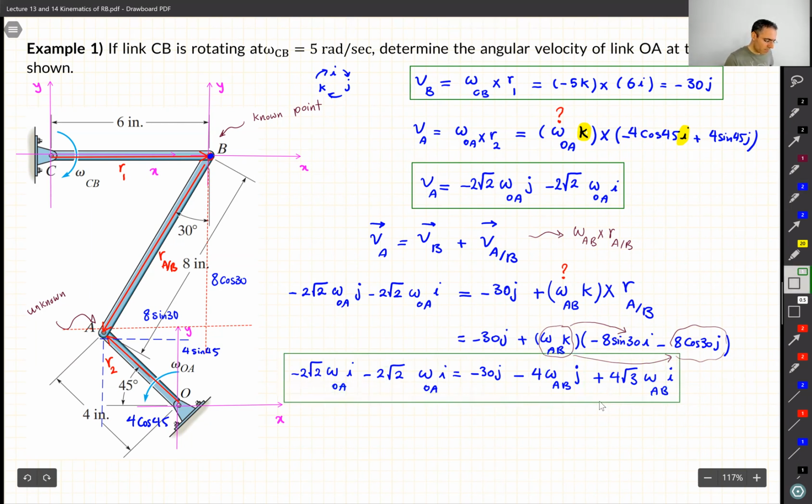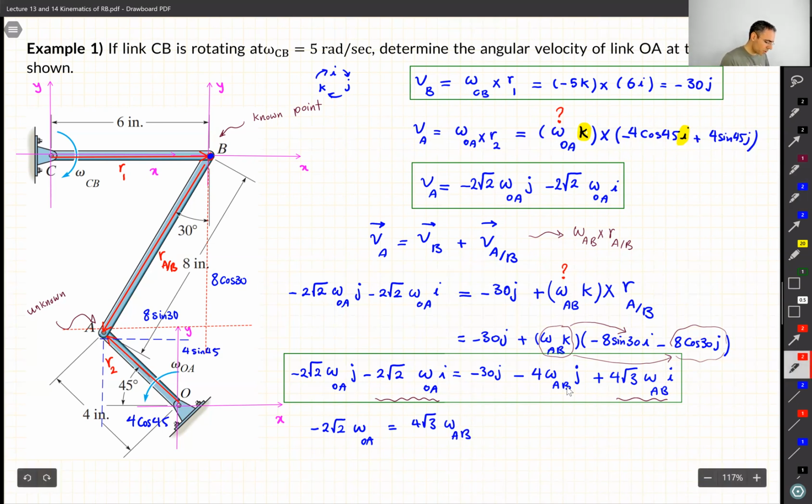How can we use this equation now? Well, let's take a look. We have an equation, on the left and on the right there are I and J. Always the I's must be equal to each other, and the J's must be equal to each other. So again, I say it one more time: whatever we have on the left and whatever we have on the right for I, they must be the same. For J, they must be the same. Let's see what we have on the left for the I. Over here, we have this guy for I, and over here, we have this guy. Let's write it down. Minus 2 square root of 2 omega OA must be equal to the square root of 3 omega AB.